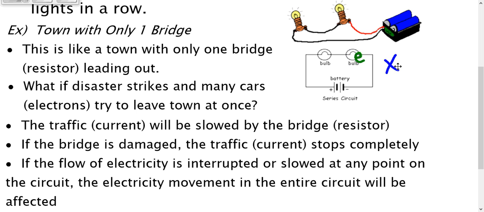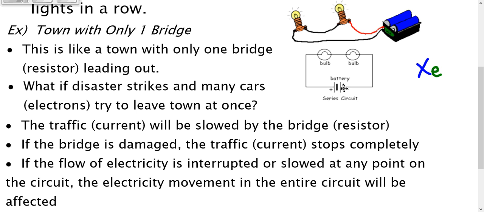So here, I'm just going to move these out of the way for a second. This is a picture of what the light bulbs might look like. Okay, so here we've got our battery and two light bulbs hooked up, and there's one path. Electrons are going to come out one end and go back to the other. This is what the schematic diagram, that circuit diagram, would look like.